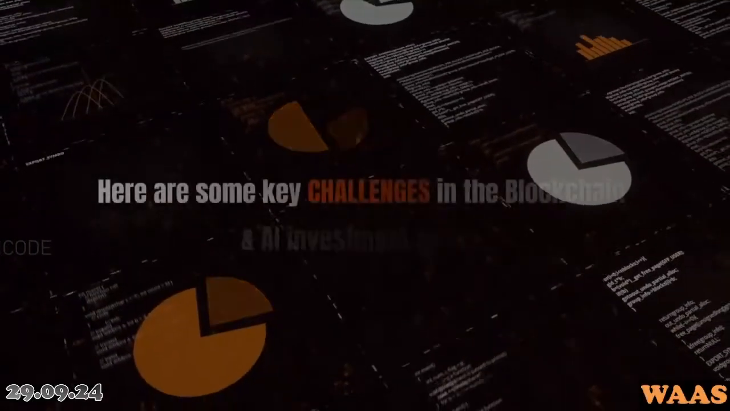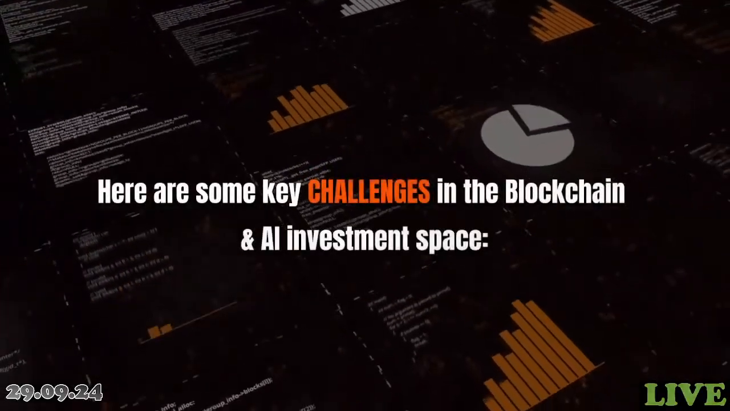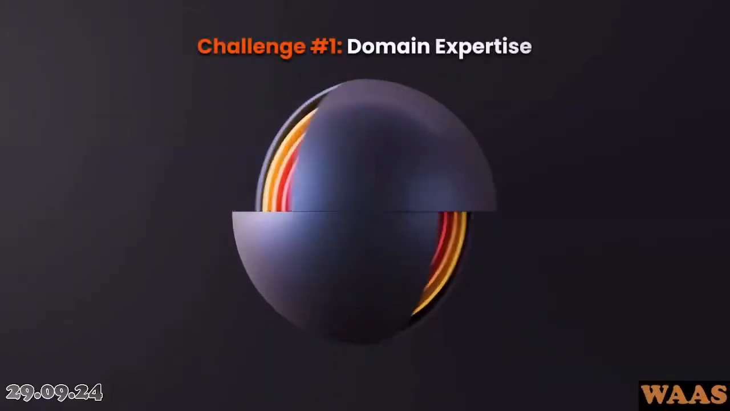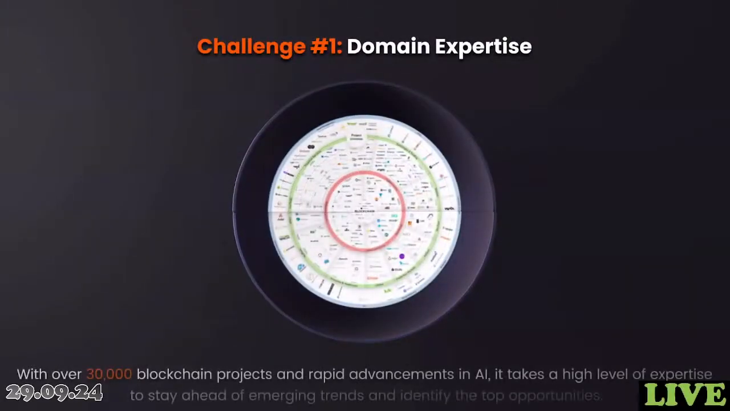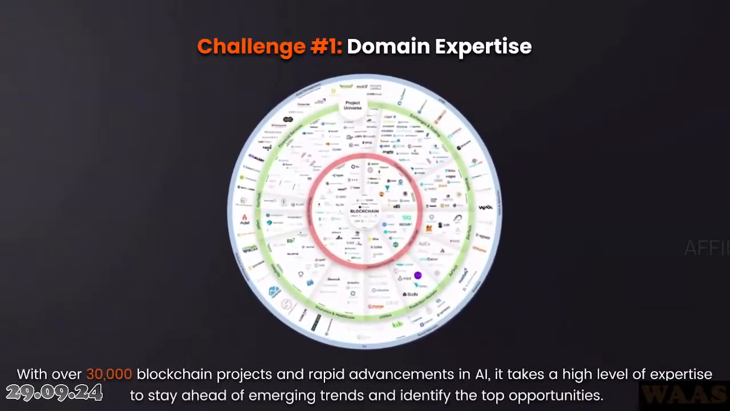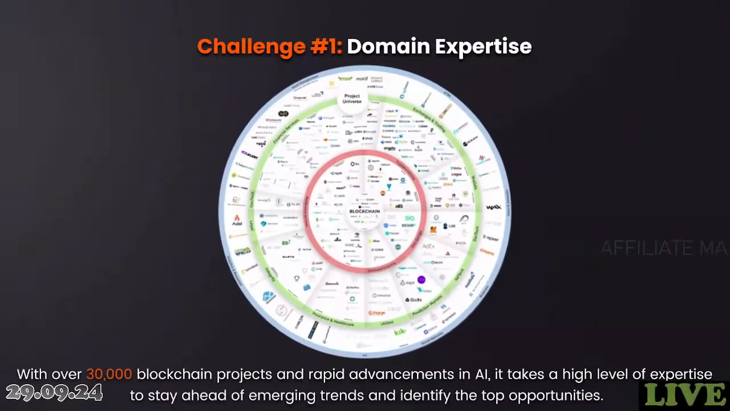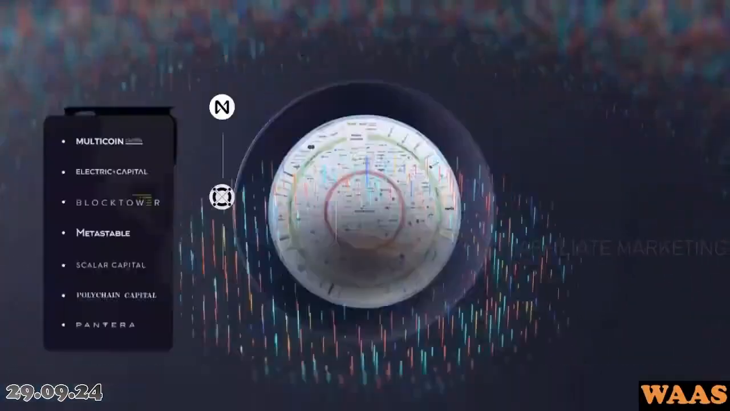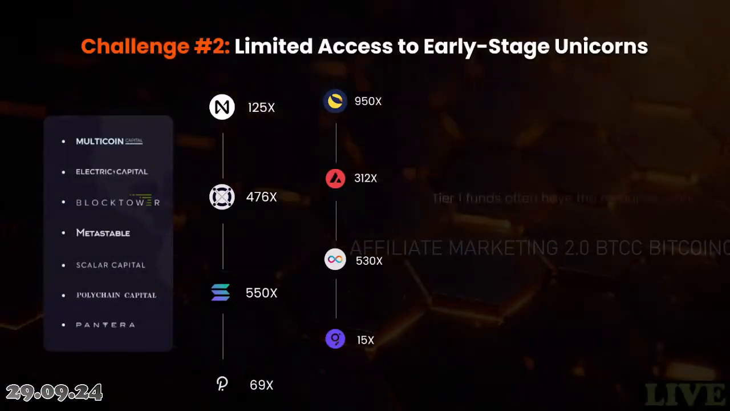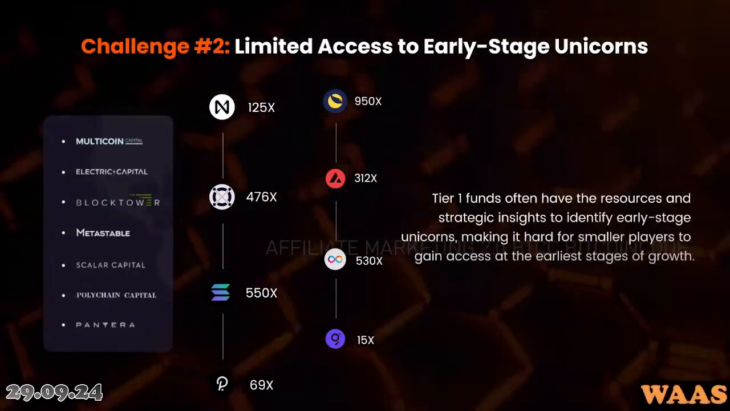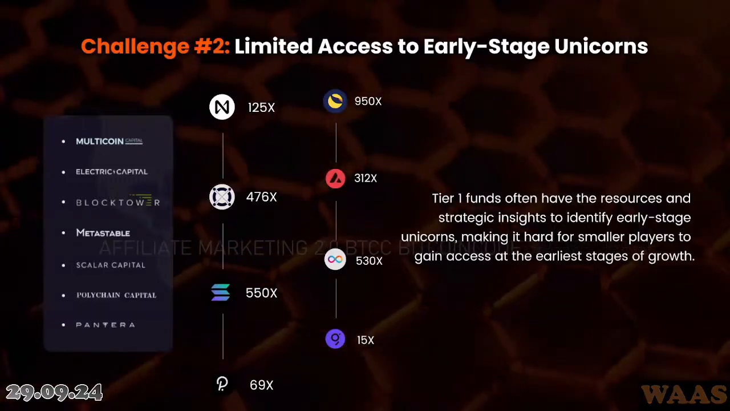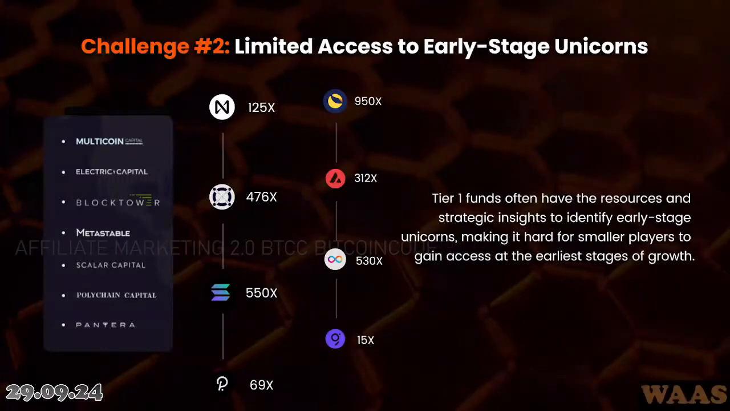Here are some key challenges in the blockchain and AI investment space. Challenge number 1, domain expertise. With over 30,000 blockchain projects and rapid advancements in AI, it takes a high level of expertise to stay ahead of emerging trends and identify the top opportunities. Challenge number 2, limited access to early-stage unicorns. Tier 1 funds often have the resources and strategic insights to identify early-stage unicorns, making it hard for smaller players to gain access at the earliest stages of growth.